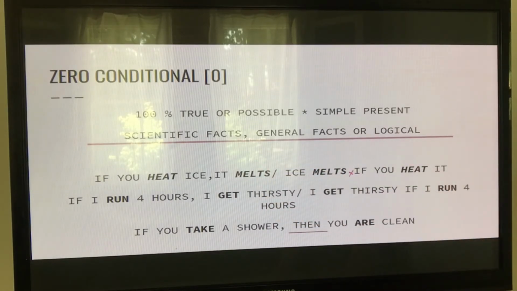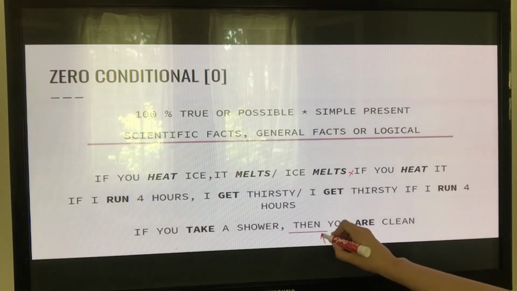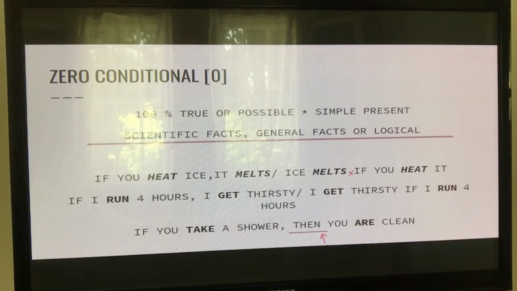The second example that I have says, if I run for hours, I get thirsty. Same here, I get thirsty if I run for hours. And the last one says, if you take a shower, then you are clean. As you can see here, I underlined "then" because it is common to use "then" with a zero conditional at the beginning of your main clause.